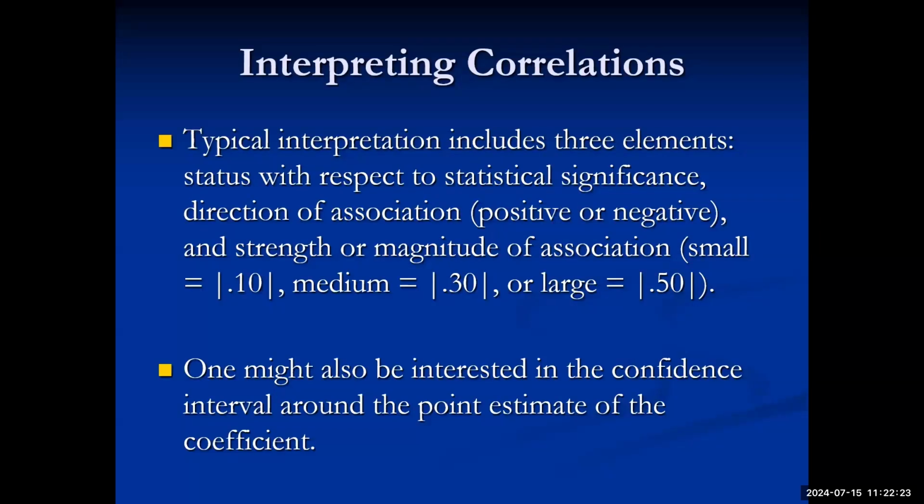Okay. In terms of interpreting correlations, we've got three things we want to keep in mind. First is status with respect to statistical significance. Is the correlation we're looking at statistically significant or non-significant? The second element is direction of association, whether it's a positive or a negative association. And then the third element is the strength or magnitude of association. Okay. And we might also be interested in the confidence interval around the point estimate. And I'm not going to talk about confidence intervals in today's video, but confidence intervals are often very meaningful and provide the user with additional information that can be of value.